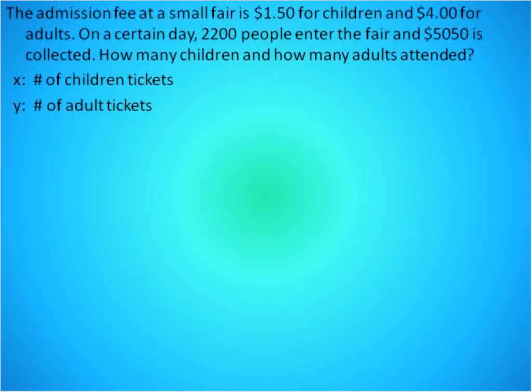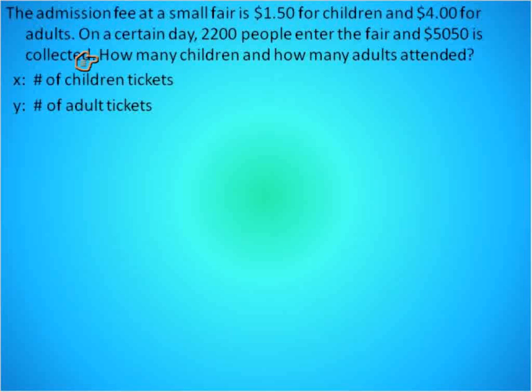So the admission fee at a small fair is $1.50 for children and $4 for adults. On a certain day, 2,200 people enter the fair and $5,050 is collected. How many children and how many adults attended? So what I did is I made X the number of children tickets and Y the number of adult tickets, because that's what we're asked to find.